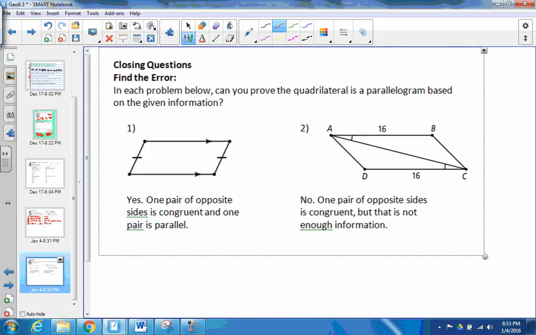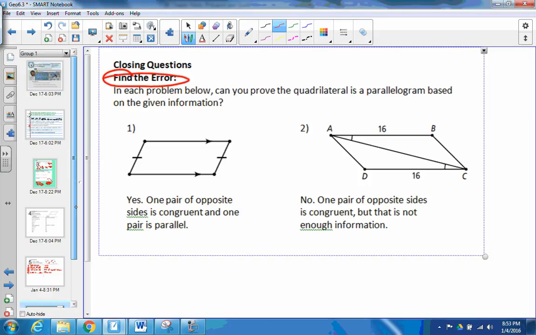What I'd like you to do on your own is to answer the closing questions. You're given two problems. It says in each problem below, can you prove the quadrilateral is a parallelogram based on the given information? And there's an answer given there for each one. Find the error. All right, we'll see you next time.